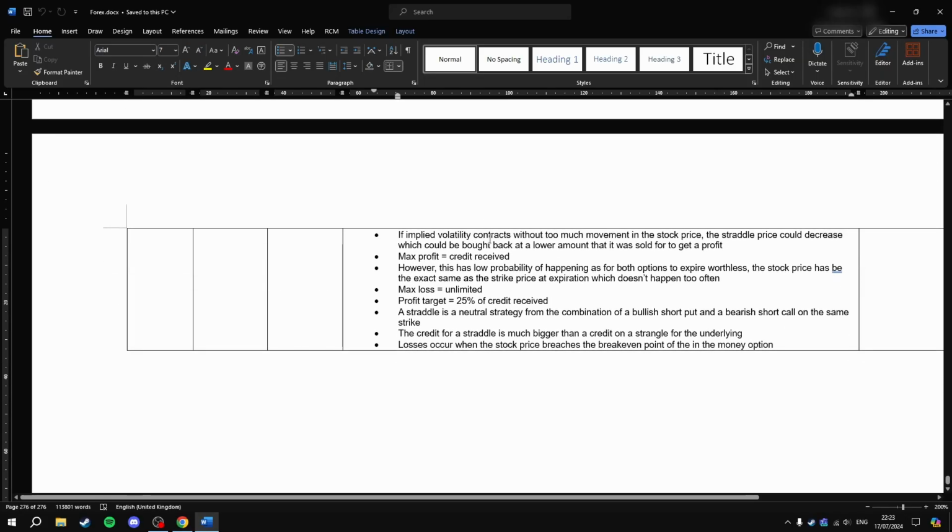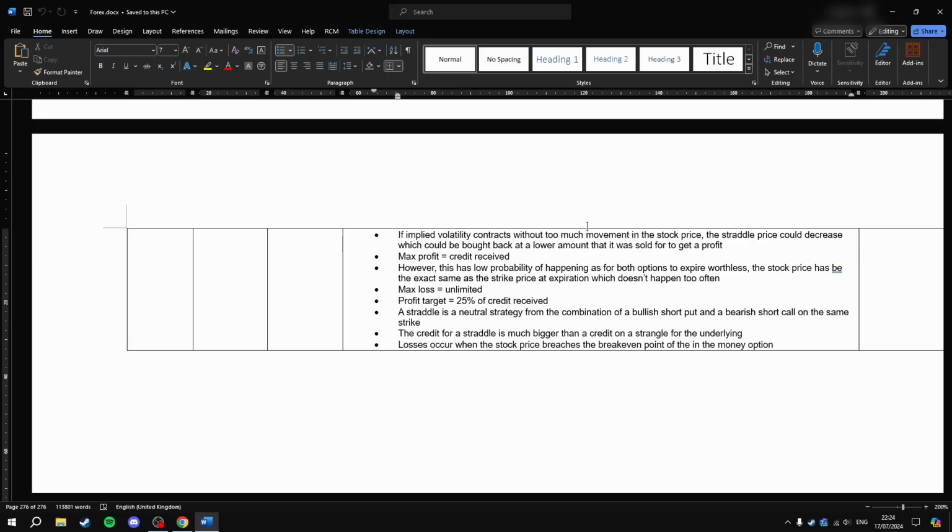If implied volatility contracts without too much movement in the stock price, the straddle price could decrease, which could be bought back at a lower amount than it was sold for to get a profit. Our max profit will be the credit received again. However, this has a low probability of happening, as for both options to expire worthless, the stock price has to be the exact same as the strike price at expiration, which doesn't happen too often. Our max loss is unlimited.